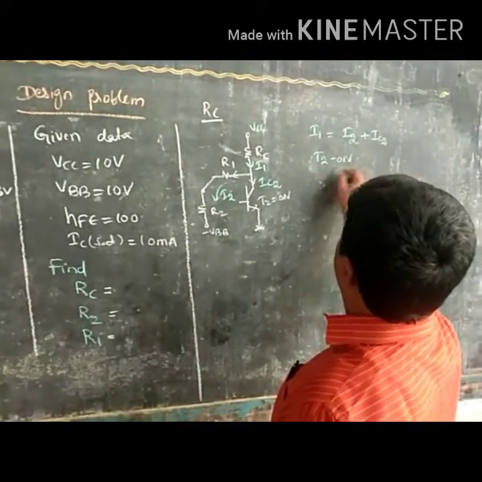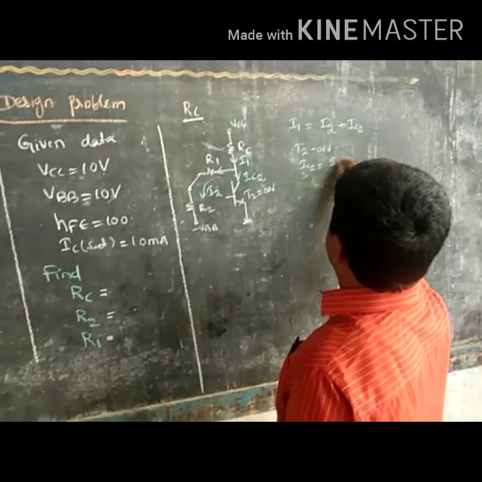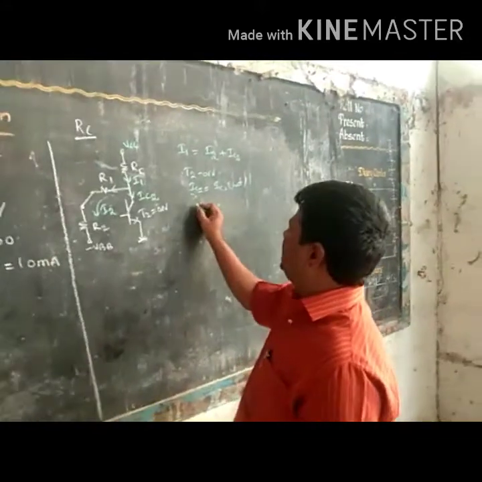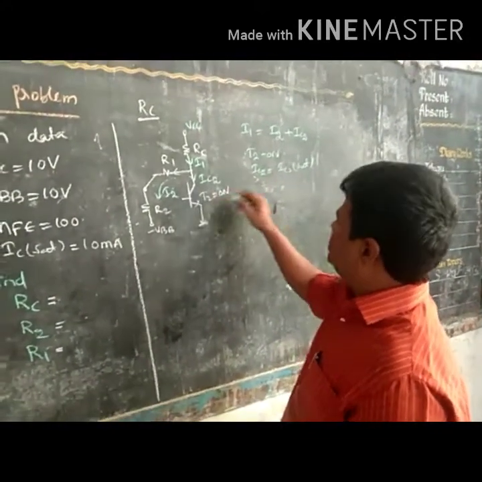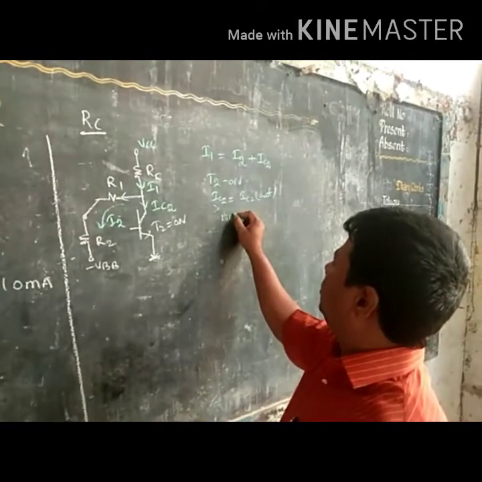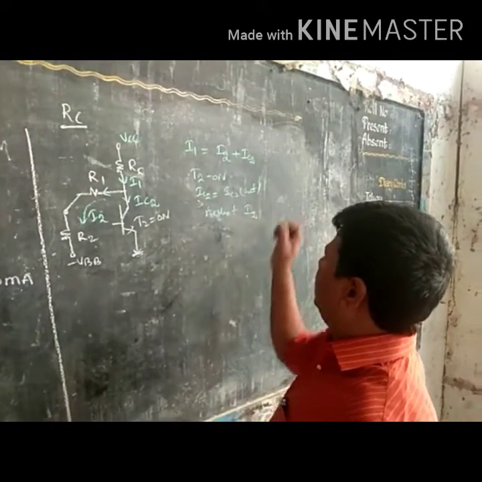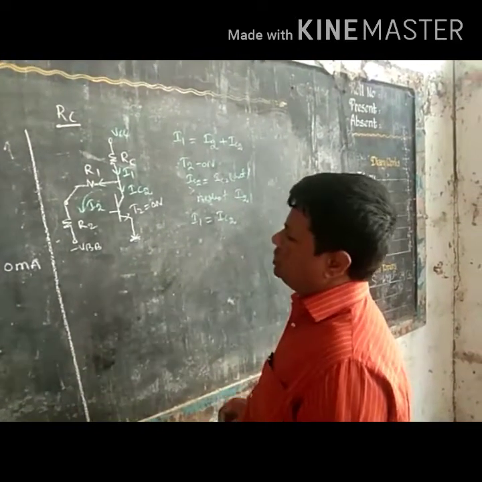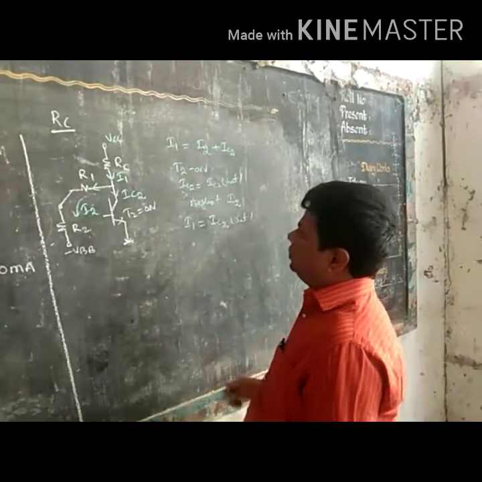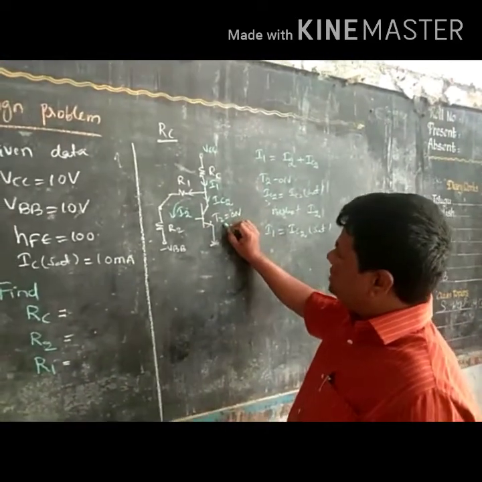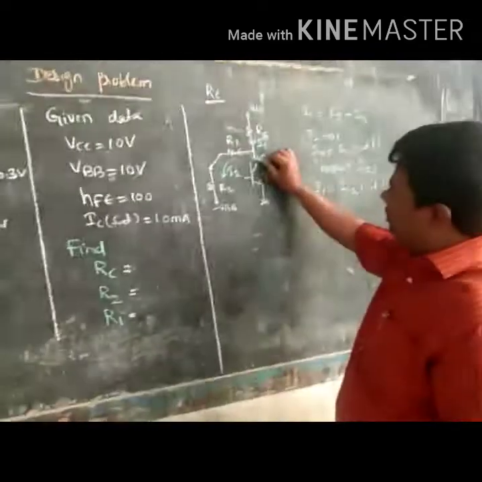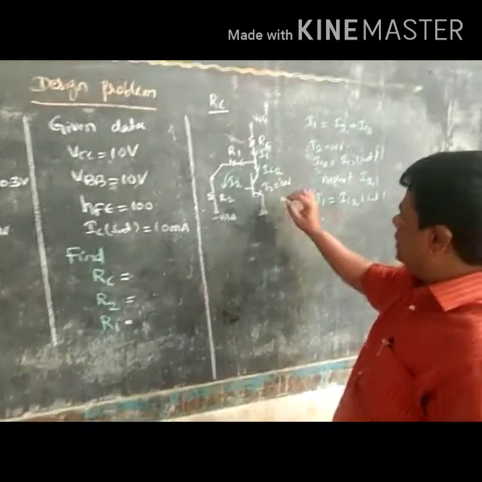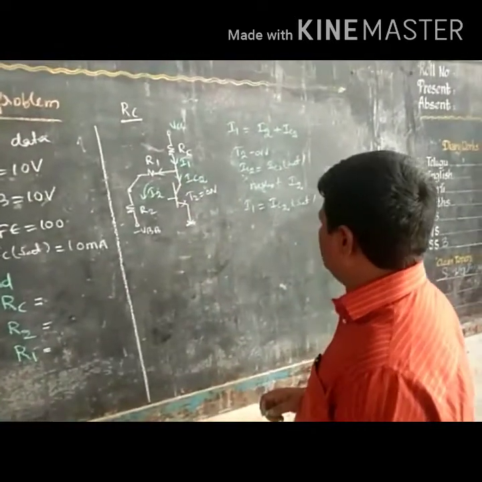T2 is on, so IC2 is equal to IC2 saturation. Due to T2 being on, maximum current flows through this branch only, so neglect the I2 current. Now I1 is equal to IC2 saturation. Why am I neglecting the I2 current? Because with T2 on, this is a short, low resistance path, and maximum current flows in this direction only. That's why I am neglecting the I2 current.